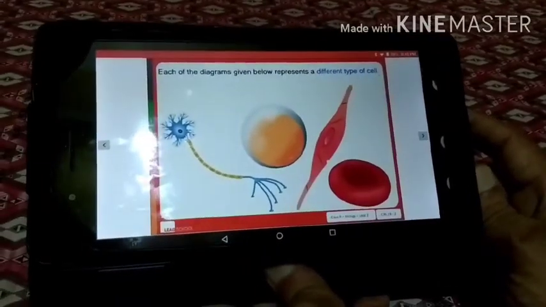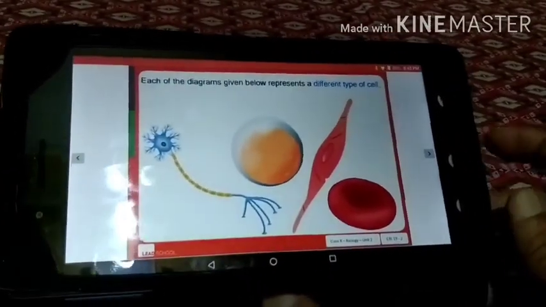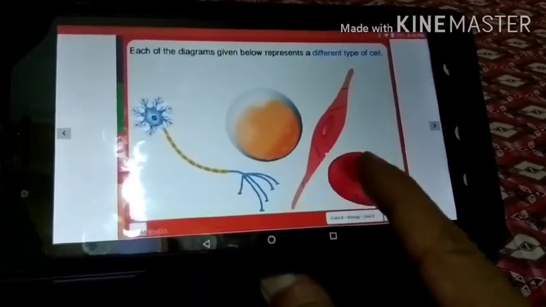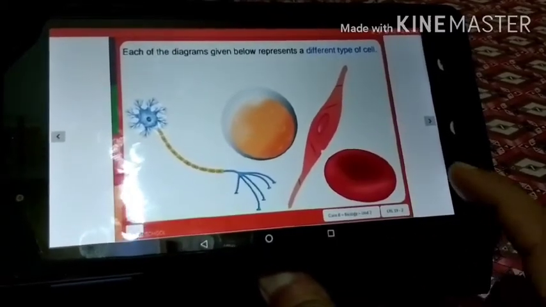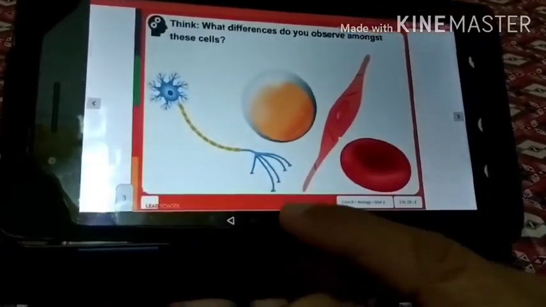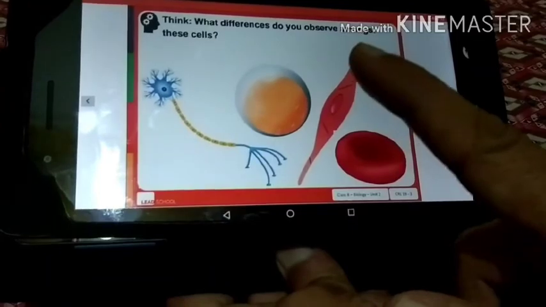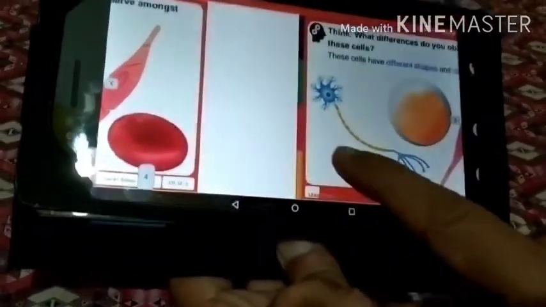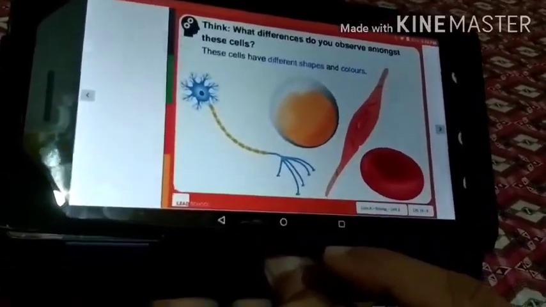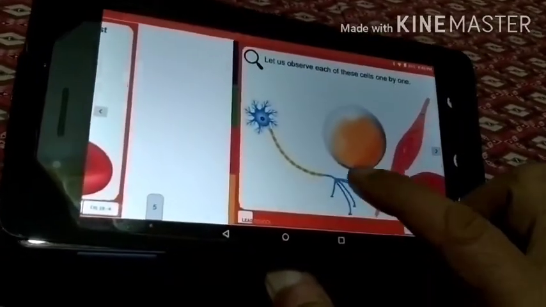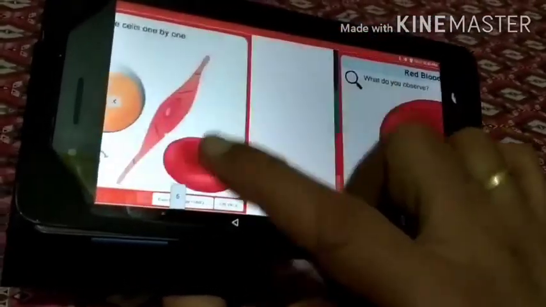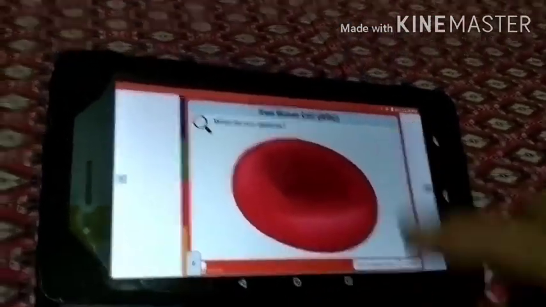Each of the diagram shown here represents a different type of cells. You can see here the diagram, it shows different type of cells. What differences do you observe amongst these cells? These cells have different shapes and colors, right? Let us observe each of these cells one by one. What do you observe in this cell?